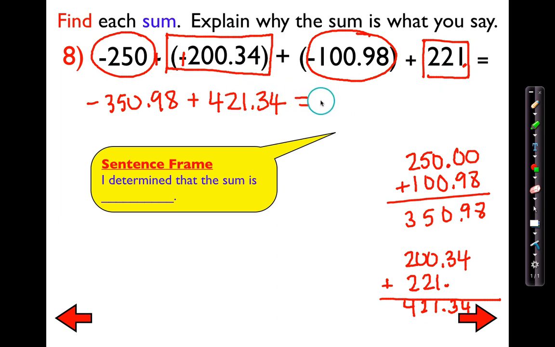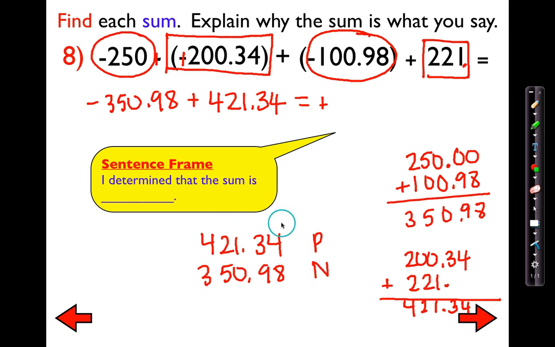Definitely more positives. Well, how many more positives are there than negatives? Let's find out. We're going to go ahead and put 421 and 3400ths positives, and there is 350 and 9800ths negatives. So here, in order to find out how many more positives than negatives, we need to find the difference.